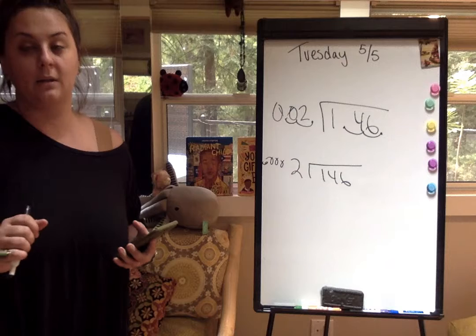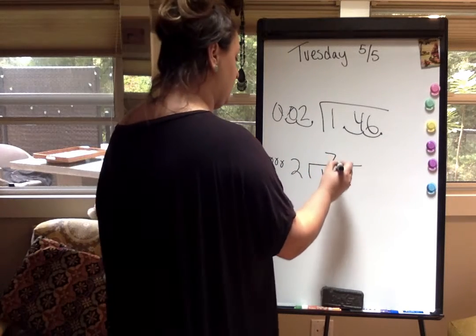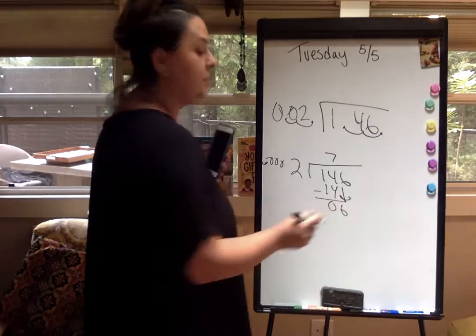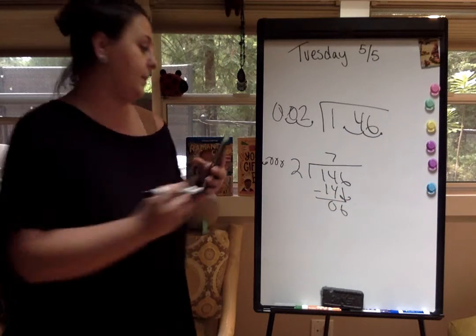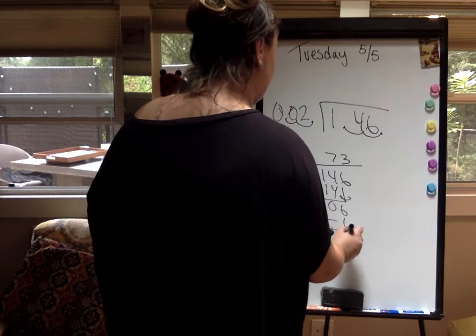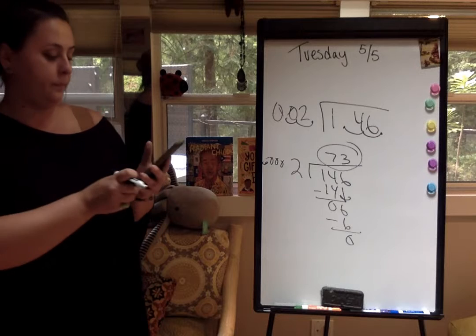2 goes into 1. No. 2 goes into 14 7 times. Bring down your 6. 2 goes into 6 3 times. Grand total of 73.